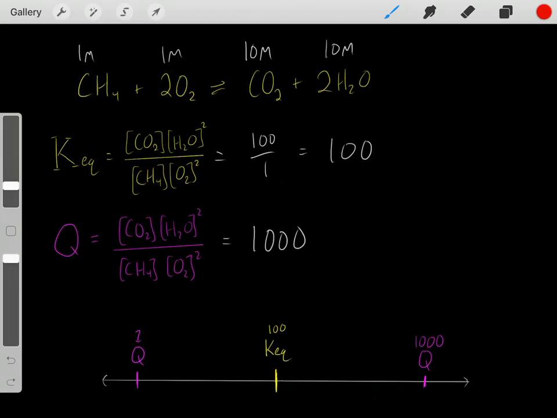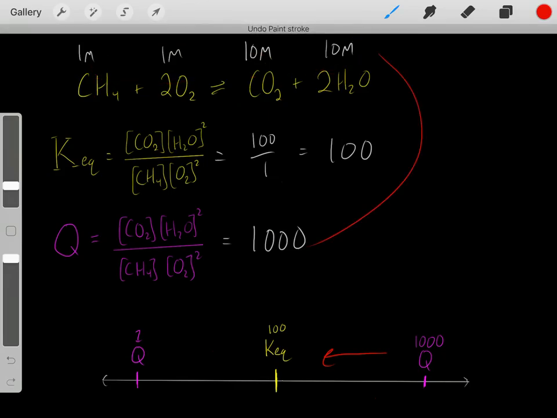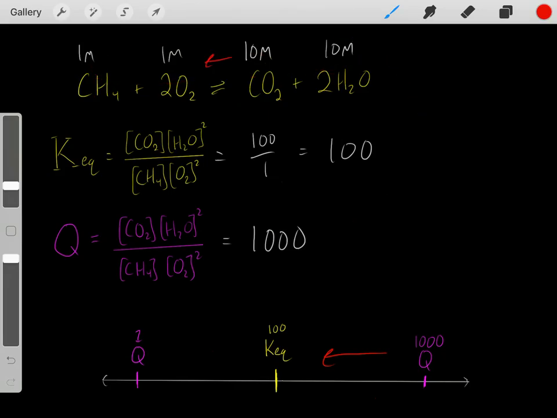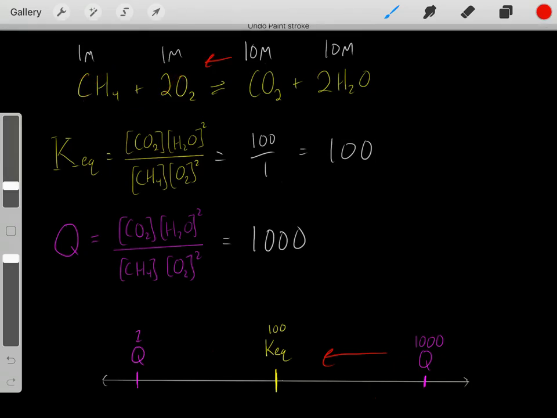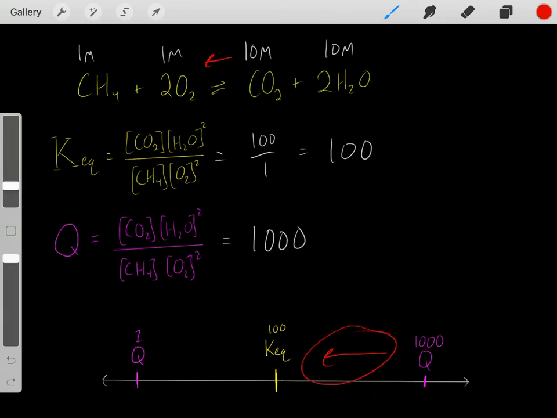Therefore, this reaction will go to the left. The reaction quotient wants to go towards equilibrium, so these current conditions with this reaction quotient want to go towards the left. And as it goes to the left, it's going to create more reactants.